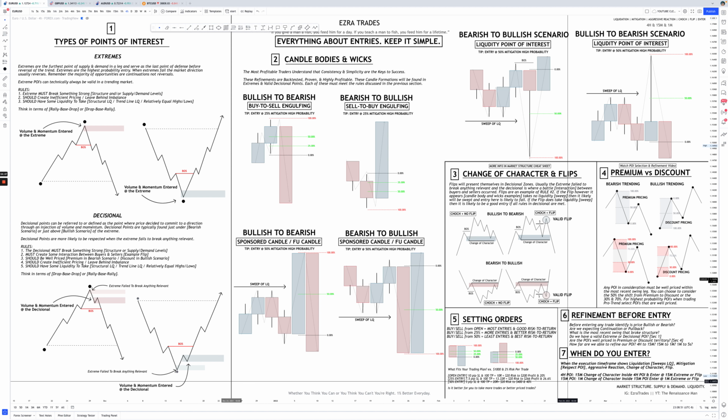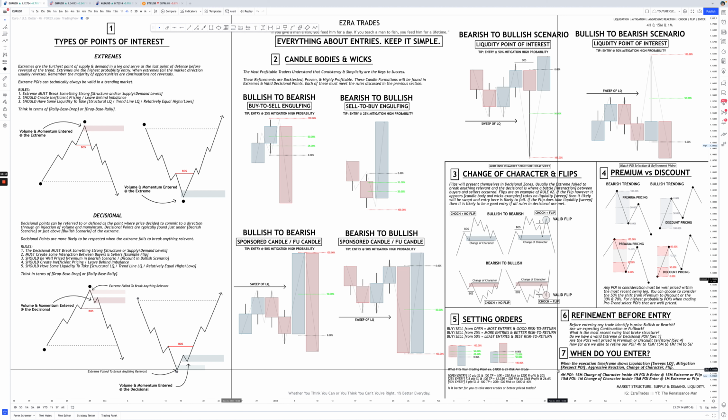And so what time frames are you doing this on? If you have a 4-hour point of interest, you are going to await a 15-minute change of character inside your 4-hour point of interest. And you're going to enter at the 15-minute extreme or flip, right? This is how you do your confirmation entry, right?